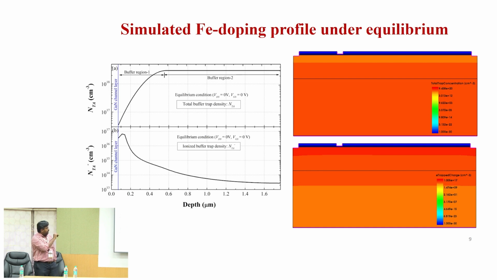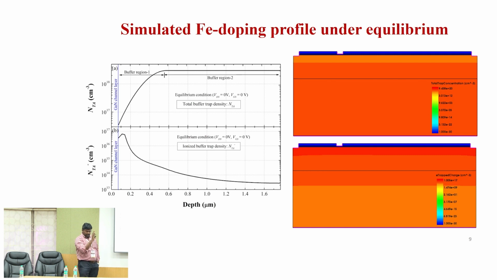Here what we have considered is that the iron doping is near the channel. In the channel layer there are no traps. Near the channel it is about 3 × 10 power 16, then it increases exponentially. At a depth of 0.5 micrometer it reaches 3 × 10 power 18. Beyond that depth, it is constant at 3 × 10 power 18.